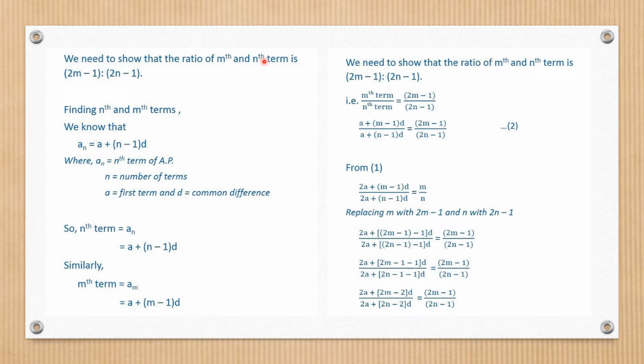Now we need to show the ratio of the mth and nth term is this. We know the formula of an is a plus (n minus 1)d, so the nth term will be a plus (n minus 1)d, and am is a plus (m minus 1)d. So let us consider its ratio. I need to prove that it is turning out to be this. That means I have to prove that (a plus (m minus 1)d) upon (a plus (n minus 1)d) is 2m minus 1 upon 2n minus 1. But this is to be proved, and we will go back to equation number 1, which we proved till now.